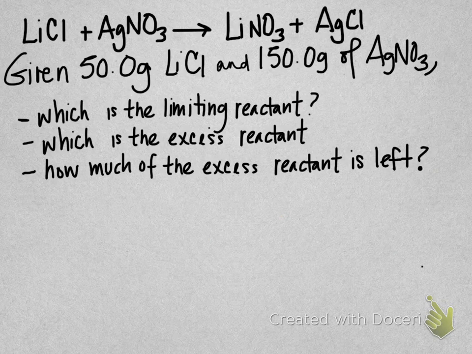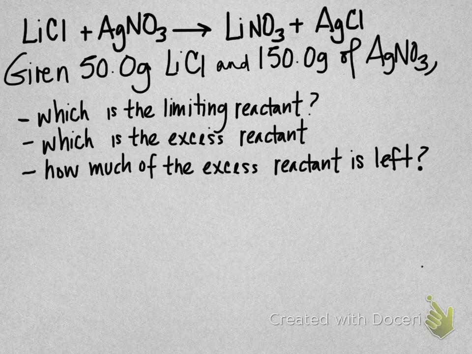So let's take this reaction. We have lithium chloride reacting with silver nitrate to form lithium nitrate and silver chloride. If we're given 50 grams of lithium chloride and 150 grams of silver nitrate, which one's limiting? Which one's excess? And how much of that excess reactant is left?